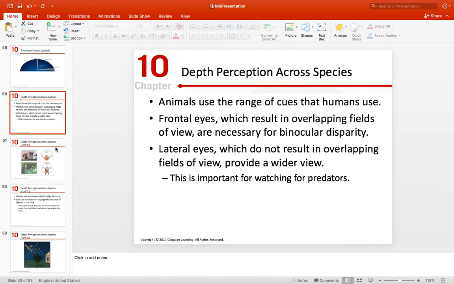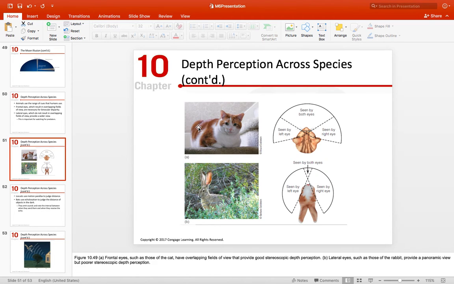And finally, just a quick mention here: depth perception across species. I like to mention this. Humans have what are called frontally placed eyes, like the cat here, and we have overlapping visual fields. So you've got the right eye here and the left eye. This overlapping visual field gives us excellent depth perception. We have evolved, like the cat, to have really good depth perception.